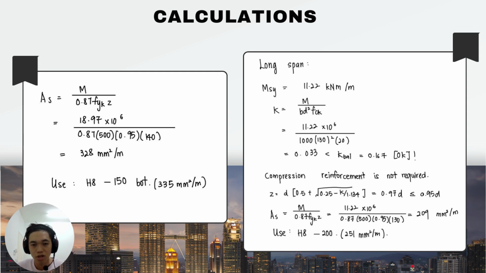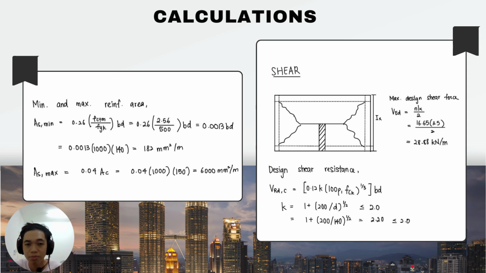H8/150, 335 millimeter square per meter. And for the long span, it is the same thing. We have obtained the value of the MSY, which is previously 11.22 kilonewton meter per meter, and the K that we have gotten is less than 0.167, which is okay, and the compression reinforcement is not required. For the reinforcement area of this long span, we have obtained 209 millimeter square per meter, and we use H8/200, which is 251 millimeter square per meter.